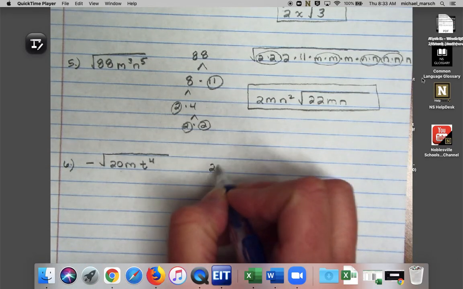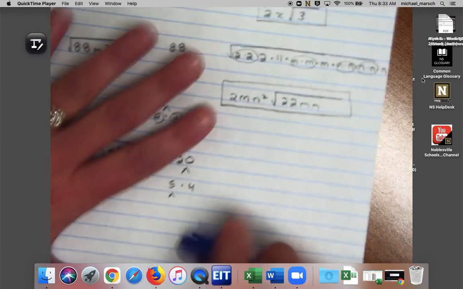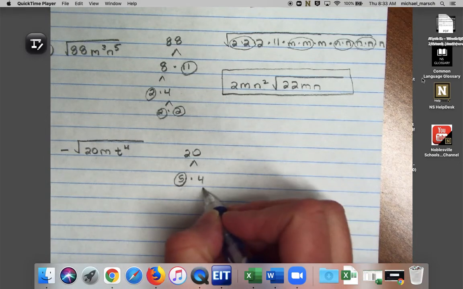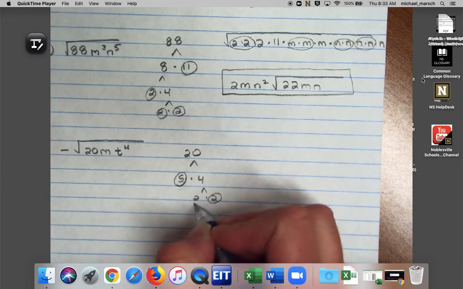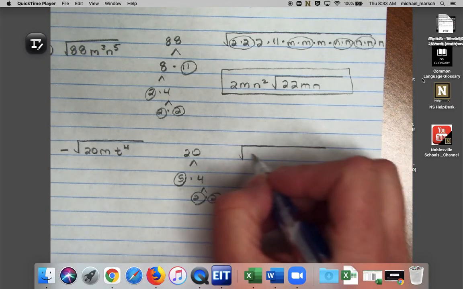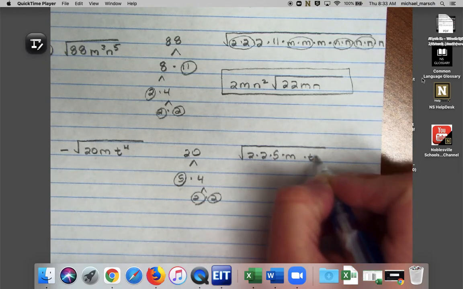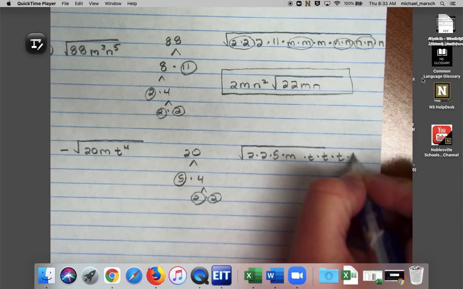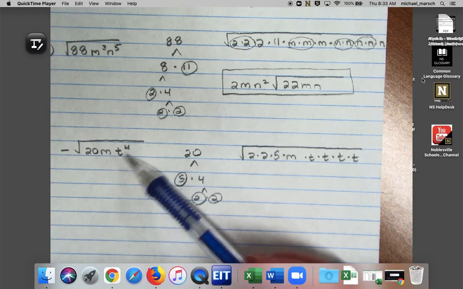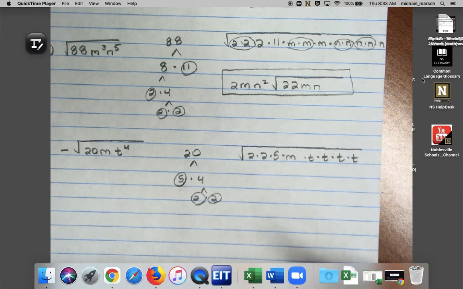I'm going to find my factor tree for 20. Oops, what am I thinking? 5 is a prime number. So underneath my little radical house, I have 2 times 2 times 5 times m times t times t times t times t. Right? And like I said, some of you might already be like, I'm just going to take 2 t's out because this is 2 pairs, right? But if you need to write them out, that's fine.